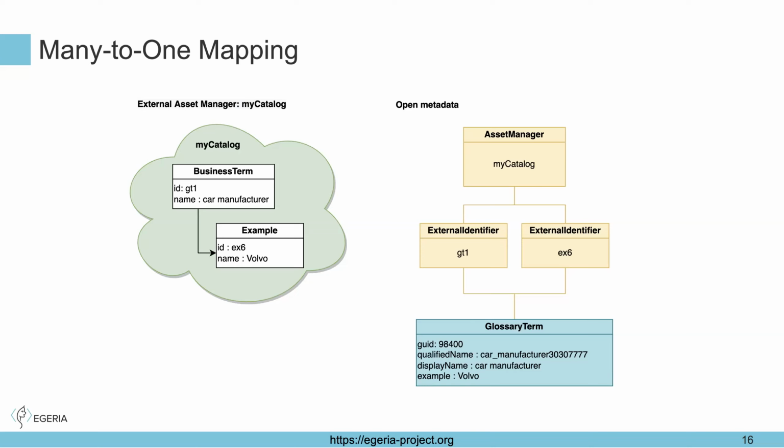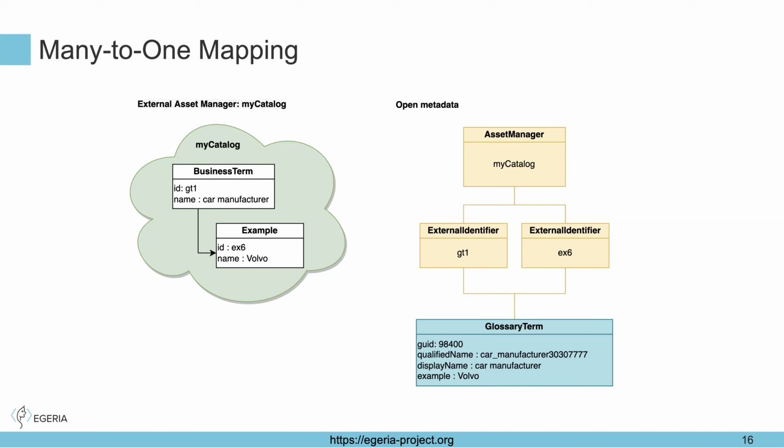So here we've got an example where a business term, glossary term, in the external catalog is represented by 2 elements, the actual term itself and an example, and in Egeria, it's 1 object. So the external identifiers for each of the 2 elements are linked through the external identifier. And that's then tied back to the asset manager element, and that's the software service, software capability, excuse me.